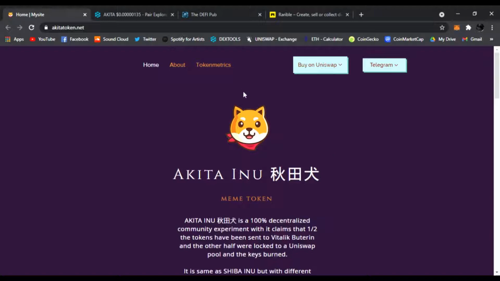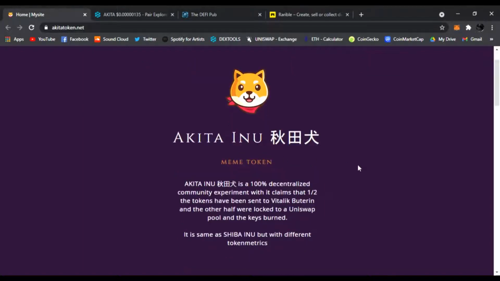I'm on their main website. I'll have the link in the description. You can check it out, along with the DEX tools chart and their Twitter or Telegram page in my description. But this is Akita Inu. It is a 100% decentralized community experiment with the claims that half the tokens have been sent to Vitalik Buterin.